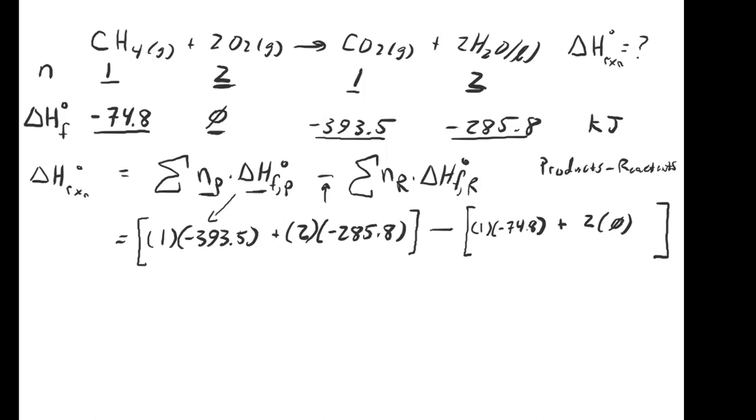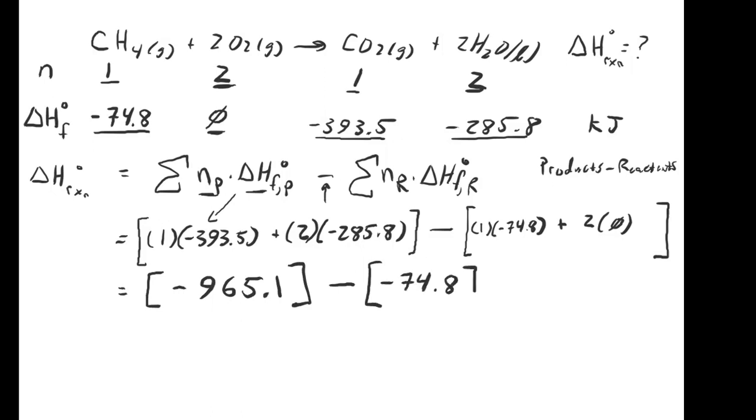Oops, I already made a mistake. Negative 393.5 plus 2 times negative 285.8. There we go. So in this first bracket, it's negative 965.1. Okay, and then we're going to subtract. This one's easier because if you look at it, 1 times negative 74.8 is just negative 74.8. And then 2 times 0 is 0. So that one's easy, negative 74.8. Combustion reactions are actually probably the easiest ones to calculate these things for because oxygen is a reactant and it's always 0. Okay.